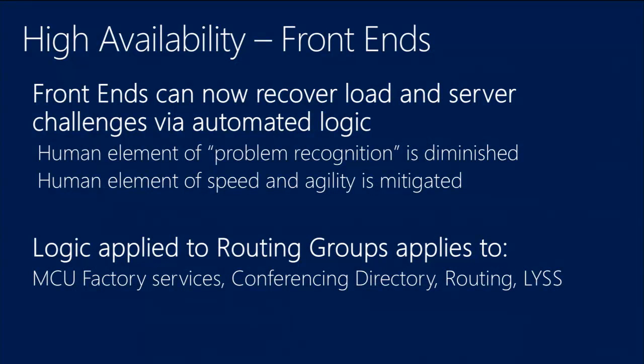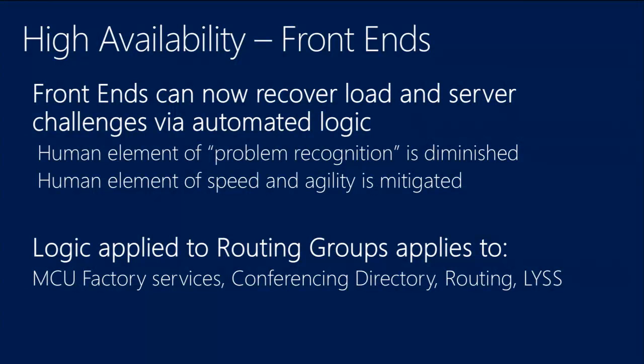So we've addressed in many respects some of the challenges in availability for a high level of nines, right? We have problem recognition diminished. The pool recognizes, or the front end recognizes, there's a problem. The pool is able to accommodate that. Speed and agility in mitigating an issue is now also addressed. The Lync server is much, much faster about getting this user group reassigned and services restored.